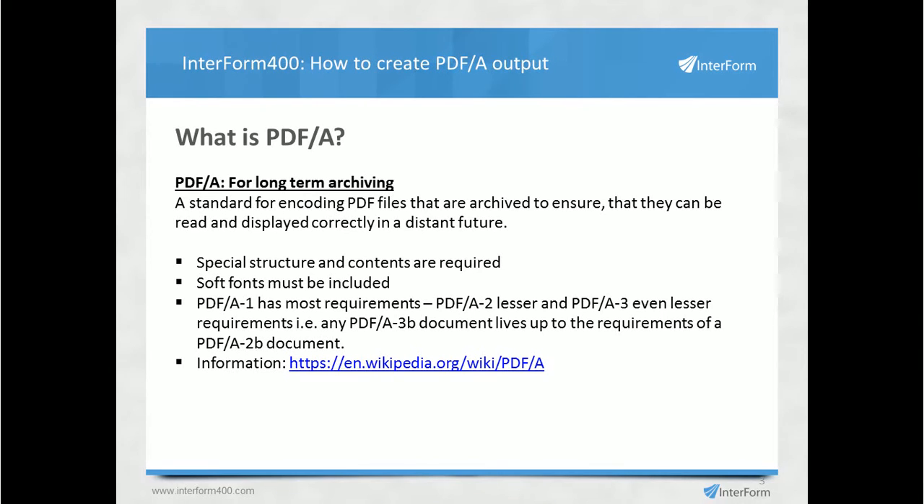And one of the differences between 3B and 2B is that, for instance, when you embed files, the embedded files can only be PDF files if you want to go with PDF-A 2B, but with 3B you can embed any files. So when you're embedding files with InterForm, we will create PDF-A 3B if you want to have PDF-A output. For further details, information about PDF-A, I have included a link in the bottom of the screen.